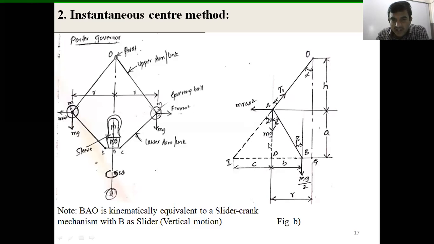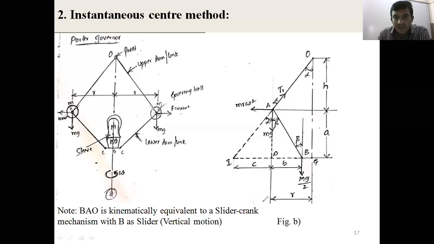So after that, once you get the instantaneous center I, now from point A, I draw a vertical line. Why do you draw a vertical line here? The mass of the governor ball acts vertically downward. Mg acts vertically downward. Draw a vertical line that intersects the BI line. That intersection point is called D, right?